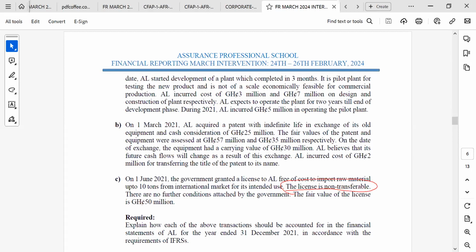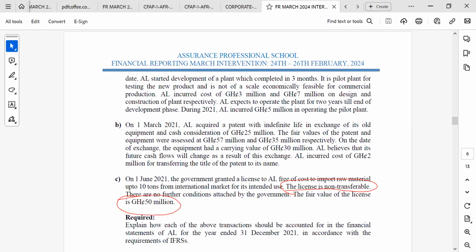If the license is transferable, the company cannot recognize it because maybe the government can come and take it at any time. So what you do is that maybe you can just determine the benefit that the license will be giving to you from the time that you are having it to the time that the government will come for it. And that will be treated as what? A revenue grant. But this is a capital grant. The license is going to last for a number of periods. So the company should capitalize the license at the fair value.